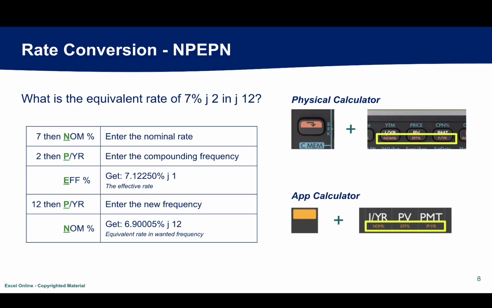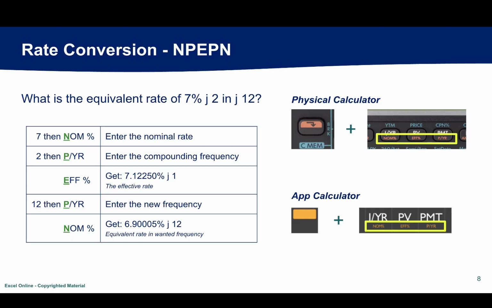So let's do this example. We have 7% J2, and we want to turn it into a J12 rate, as the payments are monthly. So we take the 7% J2 and apply NPEPN to it. Remember, these 3 are orange functions. Therefore, after typing the numbers you want, press Shift and then press the key to enter them into the orange function. So first is N, which is to enter the nominal rate into nom.